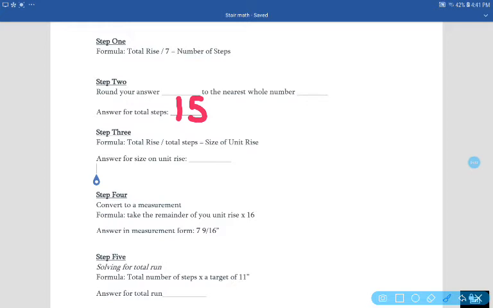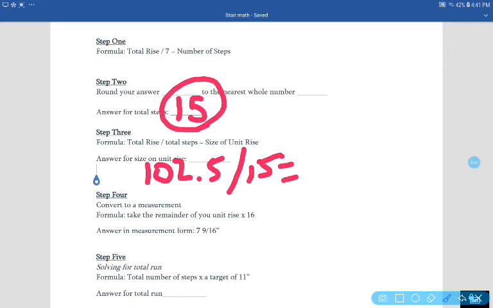So let's go ahead and solve for the unit rise. That will be the total rise of 102.5 divided by the 15, which was this 15. And we get 6.83333. That's in decimal form, but that is what we call the height of the unit rise. And so the actual step is 6.83333 tall.